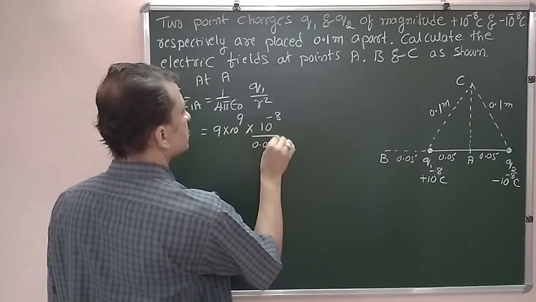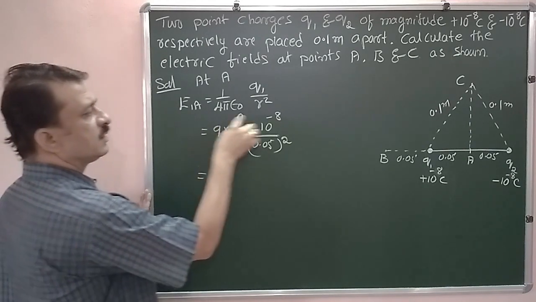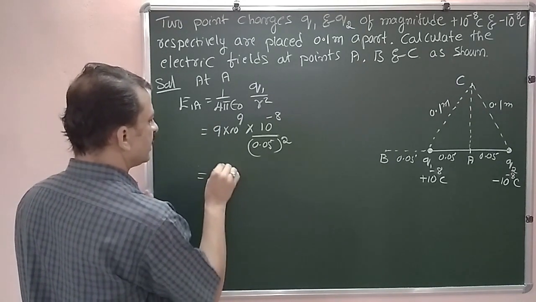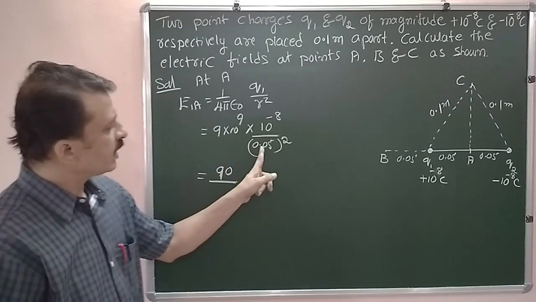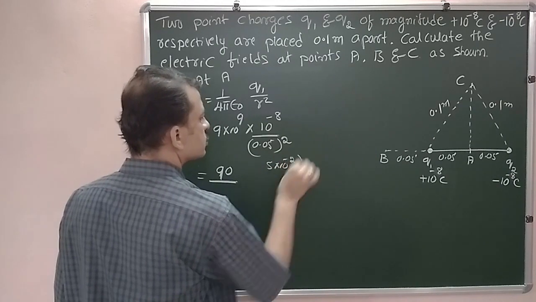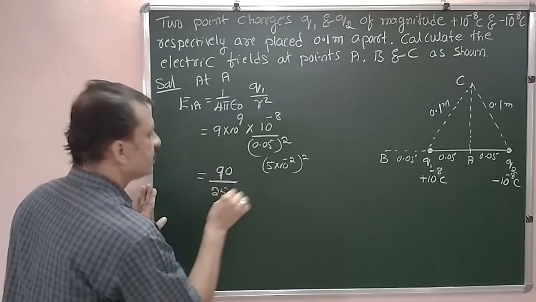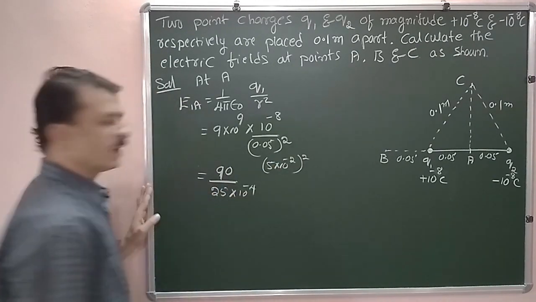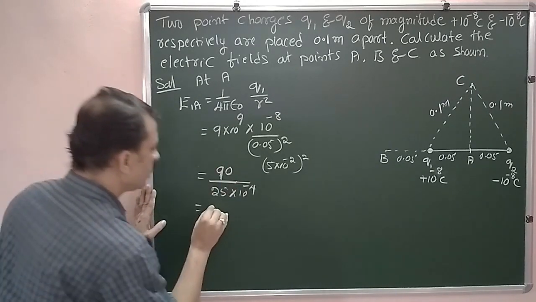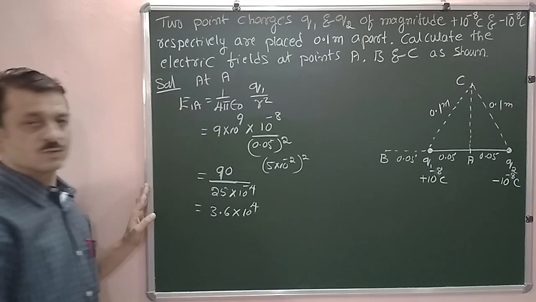So 0.05 whole square. Okay. Now 10 raised to plus 9 and 10 raised to minus 8, therefore 10 raised to 1. 10 raised to 1 into 9 is 90, divided by, if I write this as 5 into 10 raised to minus 2, whole square, then 5 square is 25 into 10 raised to minus 4. Now take the calculator and divide 90 by 25. So I get 3.6 into 10 to the power of plus 4.